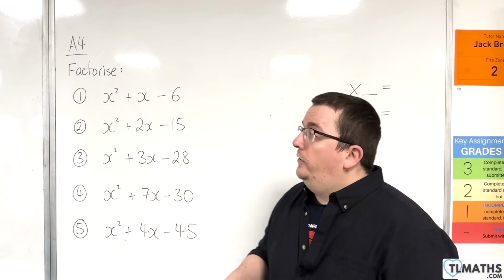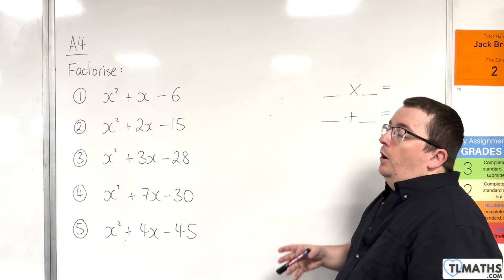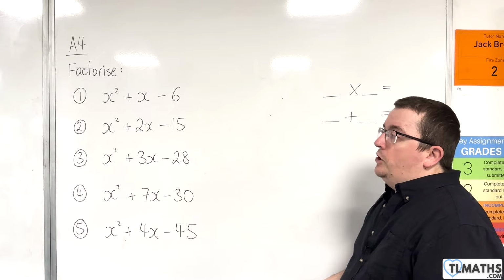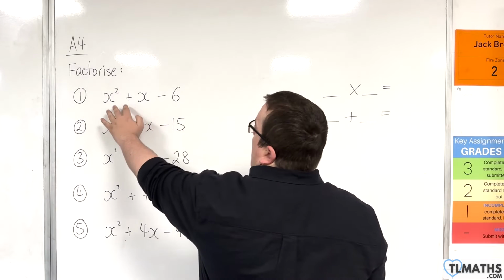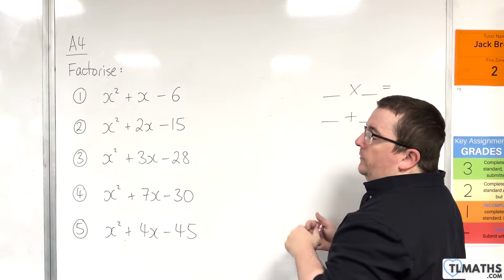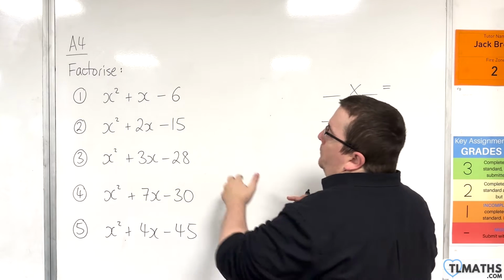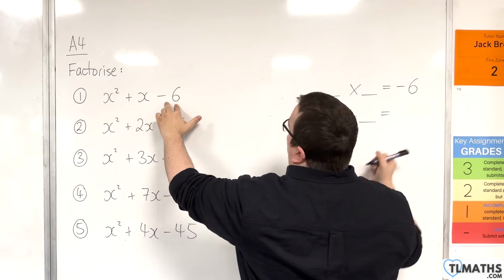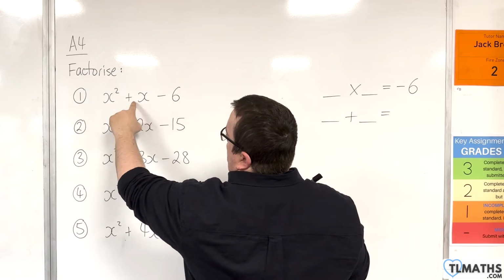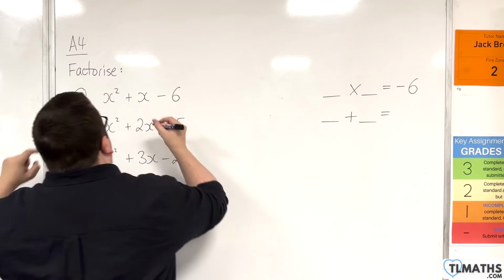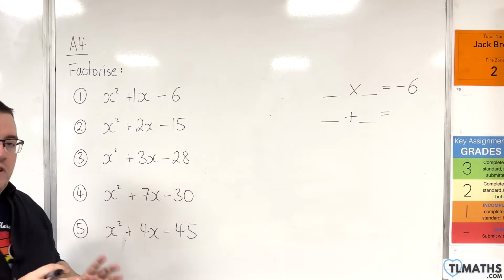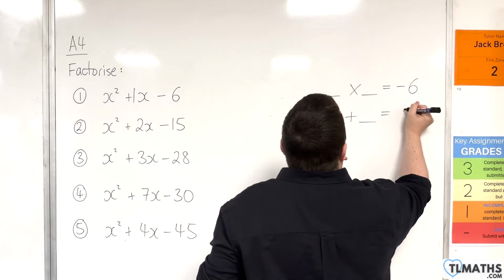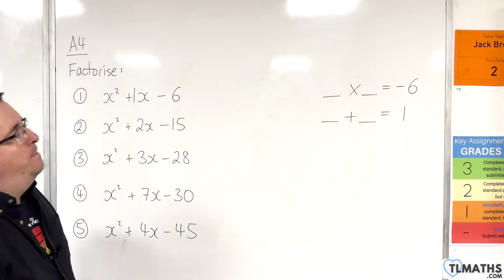So in this video, we're going to take a look at a few more examples of factorising quadratic expressions. And our first one is x squared plus x take away 6. So we're looking for two numbers that multiply together to make negative 6, but add together to make the coefficient of x, which is just 1. Okay, so remember we've got this sneaky 1 in there that we don't bother writing in. So we need them to add together to make 1.